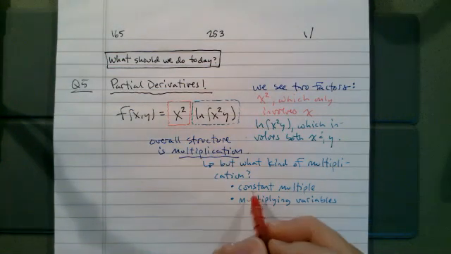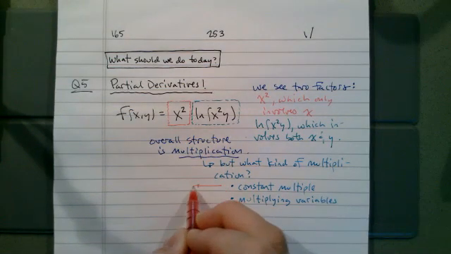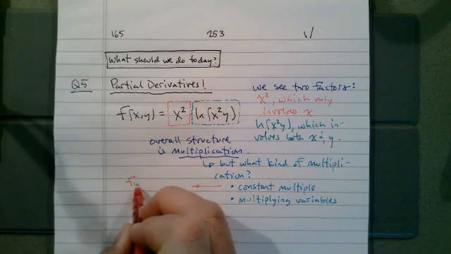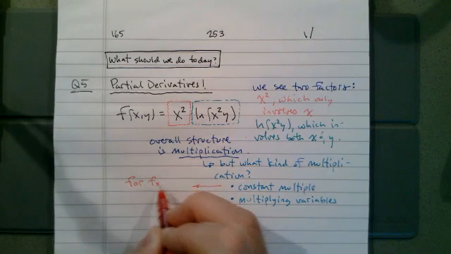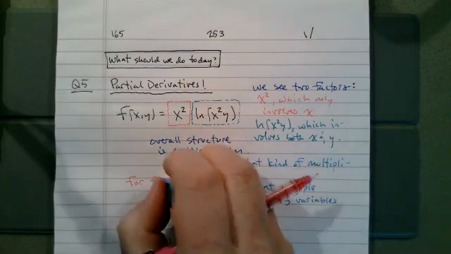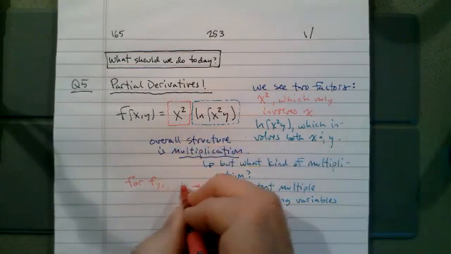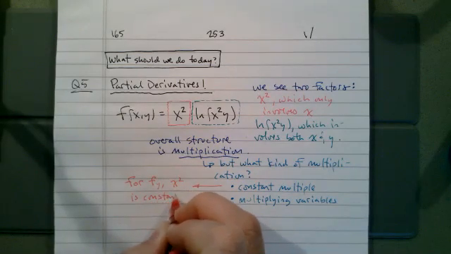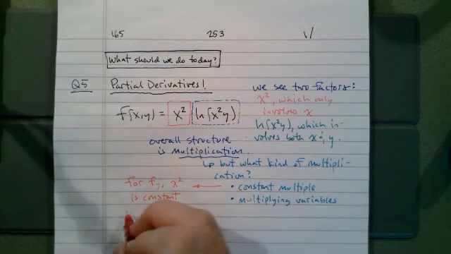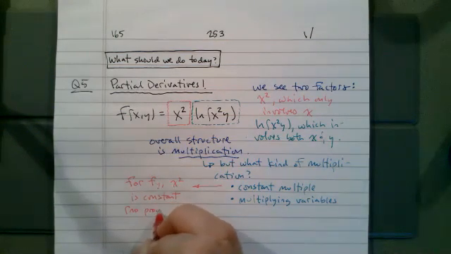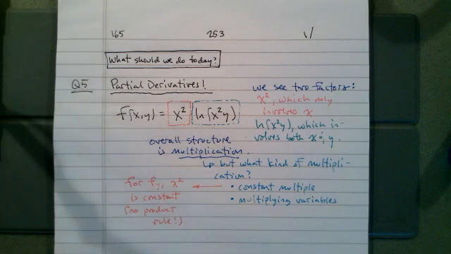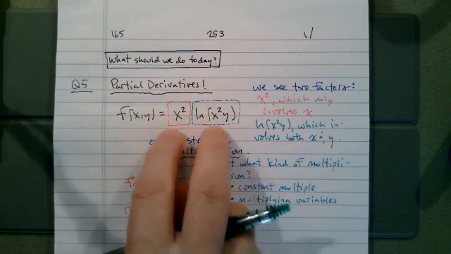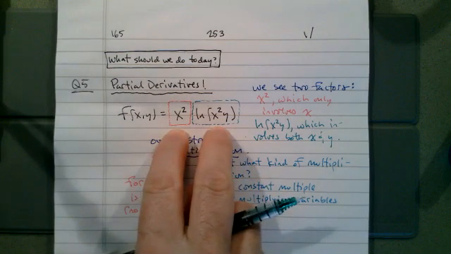So it's constant multiple for fy. For fy, x squared is constant. So no product rule. But for fx, we have two functions of x, we have to use the product rule.